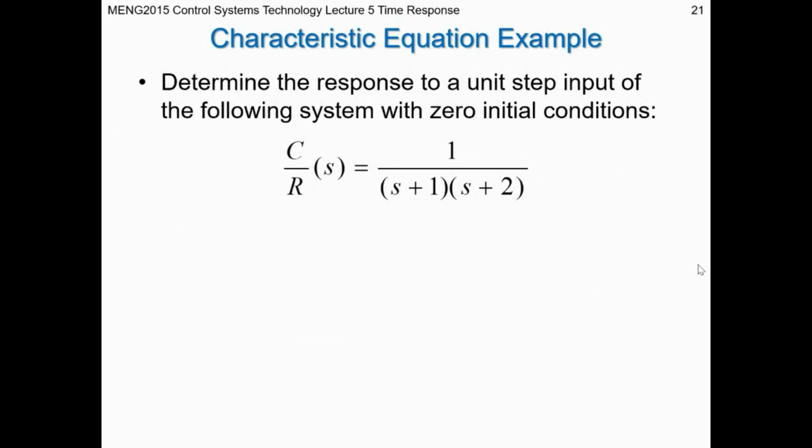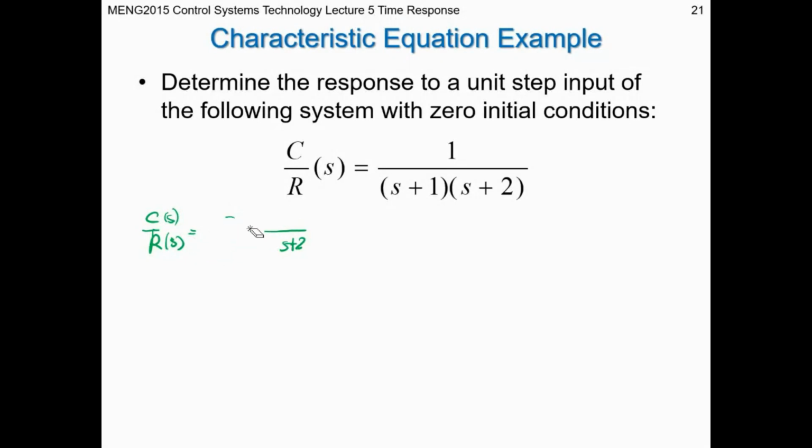So let's use an example here. Let's get the response to a unit step input of this simple second order system here. We've done this a few times, we've done a few examples of this, so we could run through it now. So we can say C(s) over R(s) is going to be equal to, we know what we have to do, take partial fractions because it's already conveniently factorized for us.